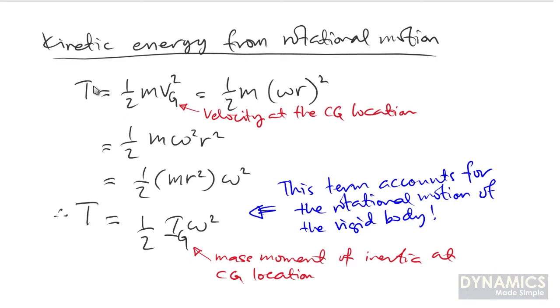If the object is only translating, we can use T equals half mv squared only. If the object is only rotating, we have T equals half IG omega squared only. However, if the object is both translating and rotating, just like what we have for a body moving in general motion, we have both terms inside our kinetic energy equation.